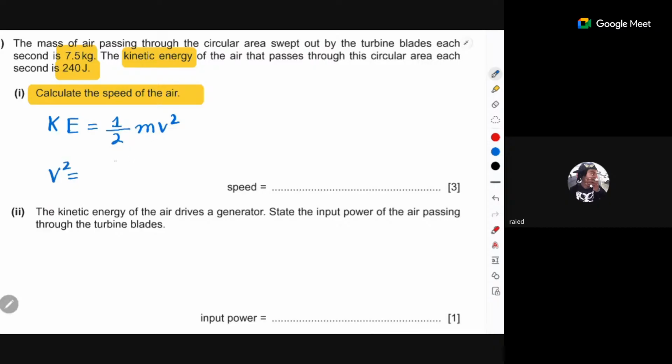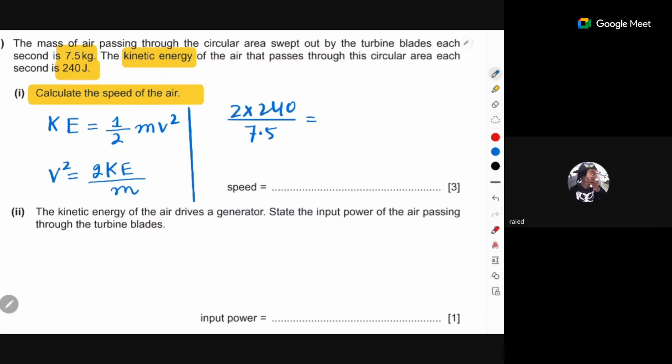So I can calculate velocity from here: this will be 2 times kinetic energy divided by the mass of the body, the mass of the air. So what is the kinetic energy? 2 into 240 divided by the mass, which is 7.5. Can you please calculate this for me?